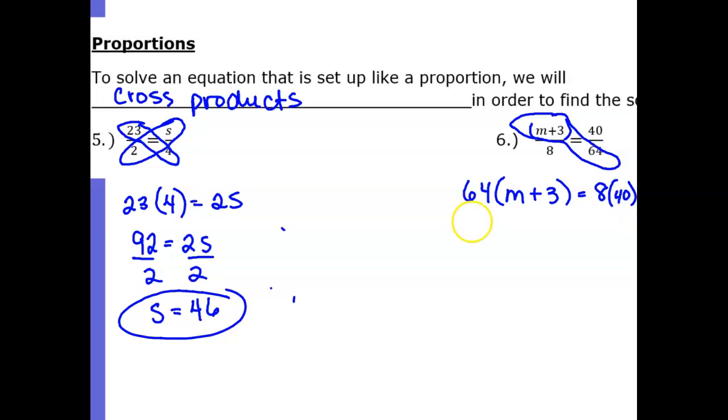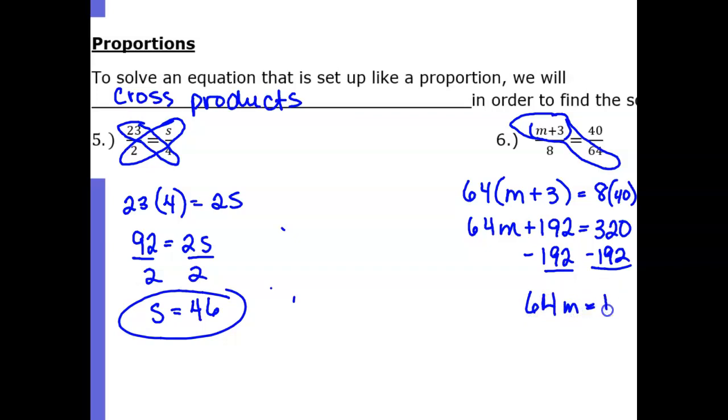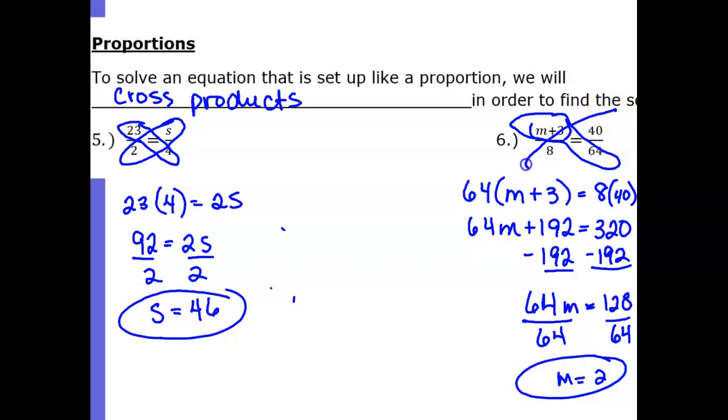All right, when you distribute, you get 64m plus 192 is equal to 320. We then subtract the 192 from both sides, and we end up with 64m is equal to 128. Okay, so then you divide both sides by 64, and your m is equal to 2. Okay, so again, we did our cross products.